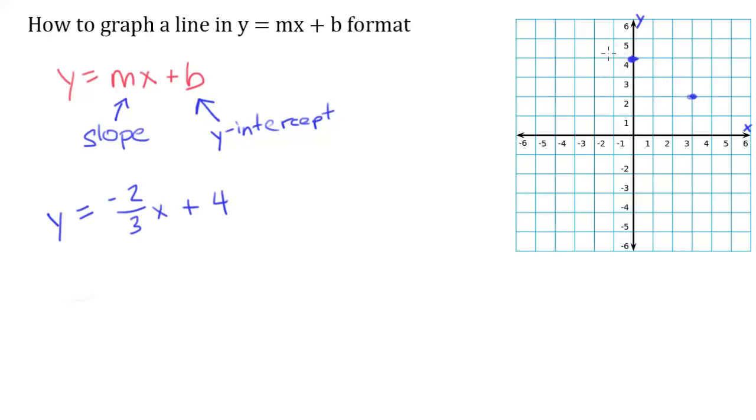And that's it. You're actually done. All you got to do then is just connect these two, and that's it. I didn't do that perfectly, but that's your line. That's the line y equals negative 2/3 x plus 4.